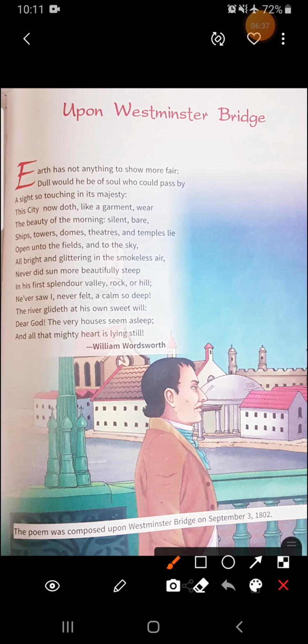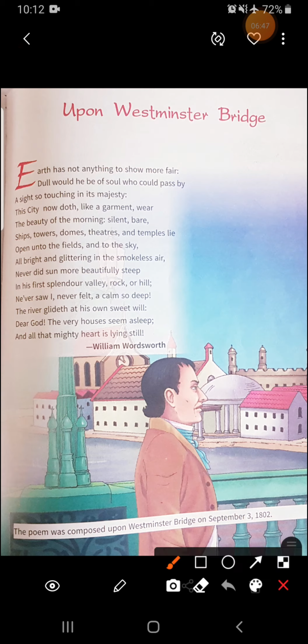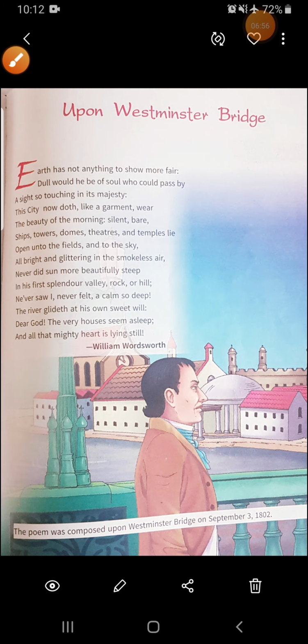Okay, and he's saying silent and bare, the city is silent. Why is it silent? Because it is morning time and usually people sleep in the morning. Then ships, towers, domes, theatres and temples lie open upon the fields and to the sky. And he's saying the sun is now spreading its light over ships, towers, domes, theatres and temples.